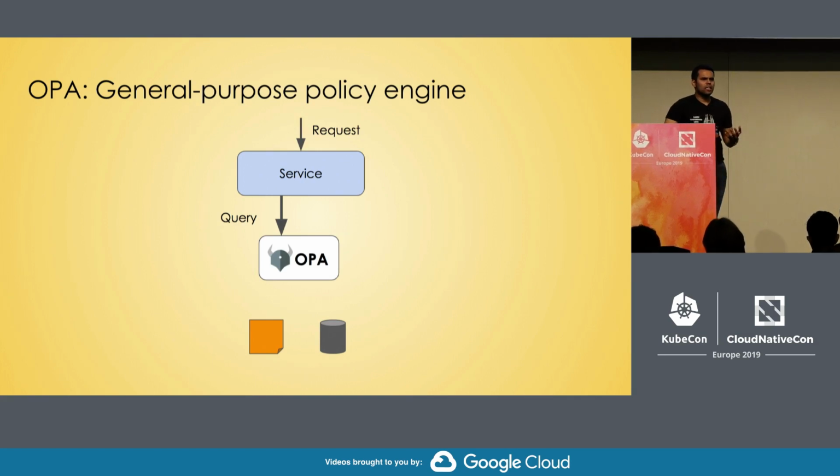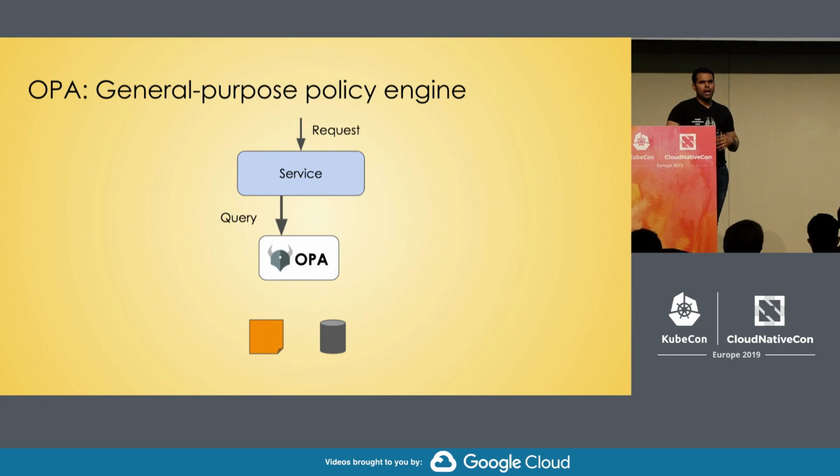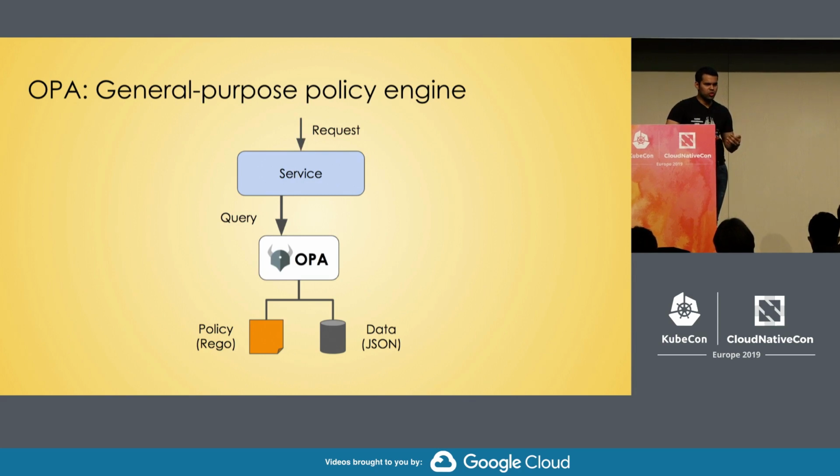And so this query can contain your input method, your path, your request, basically any JSON value. And then OPA is going to evaluate this query based on the policies and the data it has access to and send a decision back to your service. And this decision can, again, be any JSON value, allowed, denied, true, false, any JSON value.